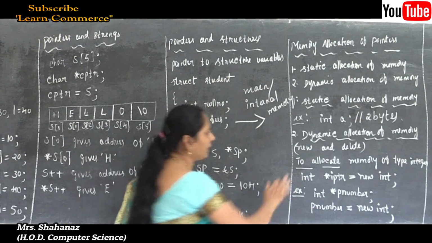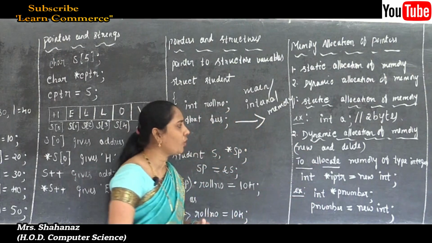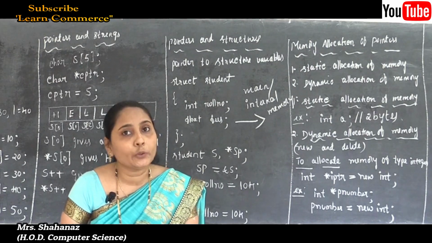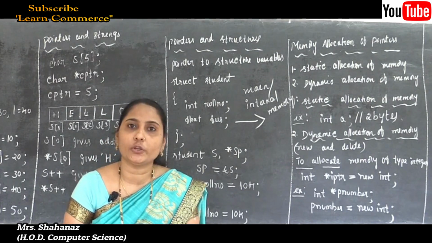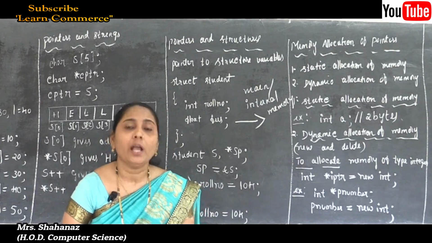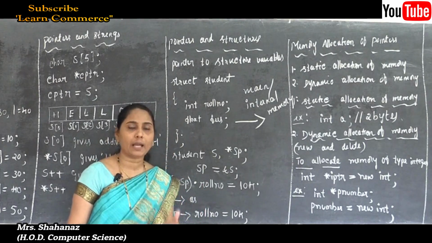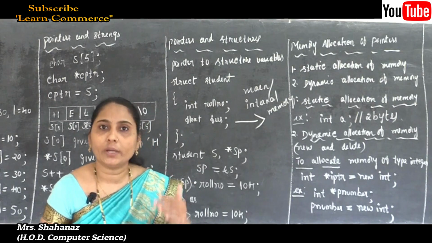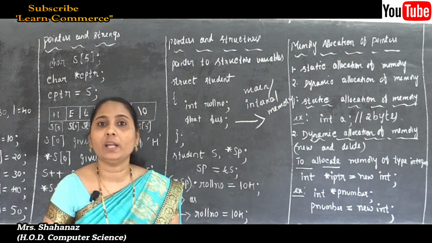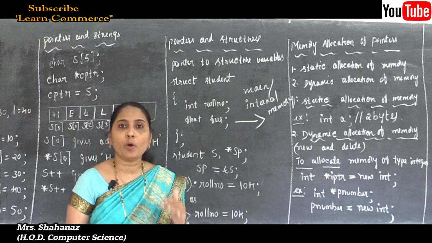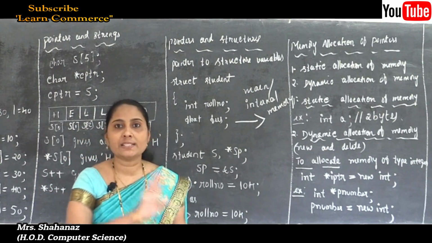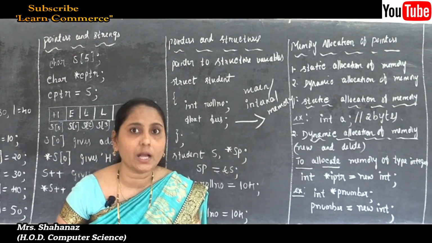But what about our dynamic allocation of memory? In dynamic allocation of memory, two operators are used: new and delete. Clear this point? Now let's see the meaning of dynamic memory allocation. In dynamic memory allocation, the amount of memory to be allocated for the variable is not known. Clear this point here? We don't know.